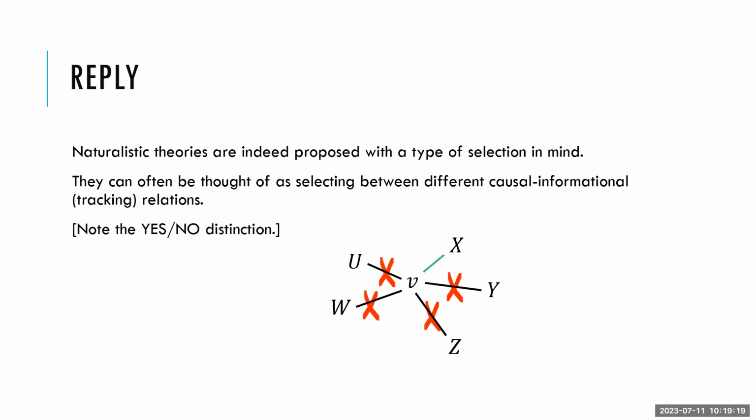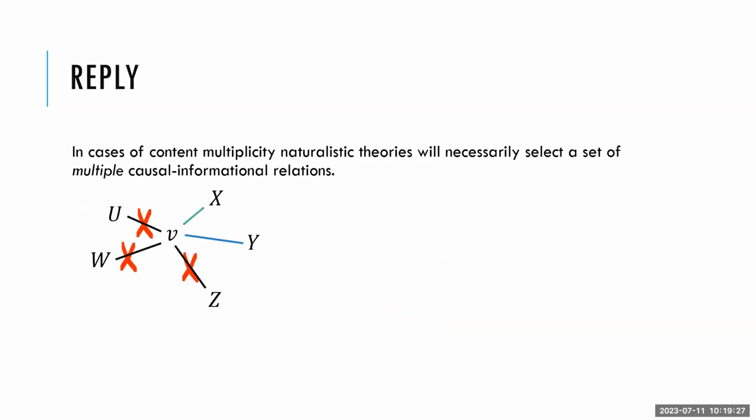But in cases of content multiplicity, right? So here there is a yes-no distinction line that passes through here. But in cases of content multiplicity, what happens is that two things pass through the theory. You have two different relations that go through the yes distinction, and not just one, and that's not good enough. And I know you don't agree. We'll get to that soon.